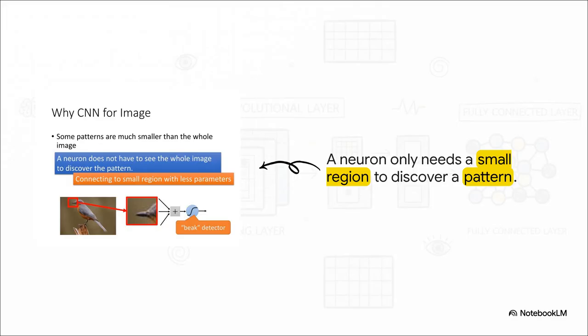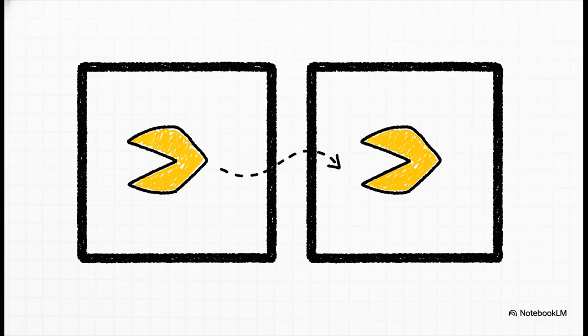For instance, we can create what we call a beak detector. A single neuron in our network doesn't have to care about the sky or the tree branch or the tail just to find that one beak. By connecting only to a tiny, localized region of the image, we drastically cut down the math the network actually has to do. Which naturally brings us to rule number 2.